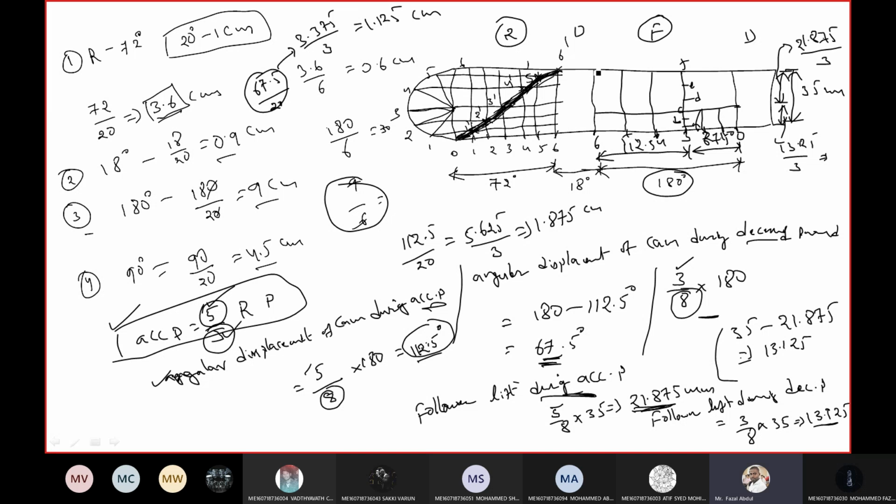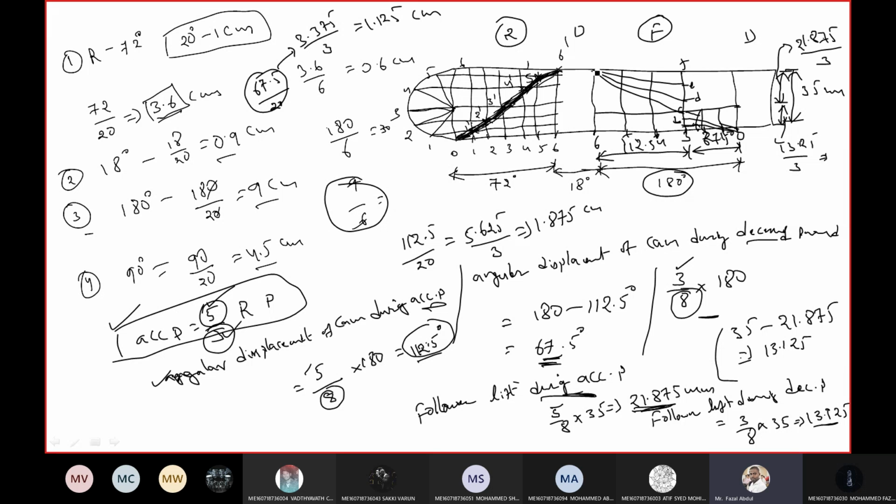Now connect from this point to E, from this point to D, from this point to C. Now from this origin to C, from this origin to B, from this origin to A.